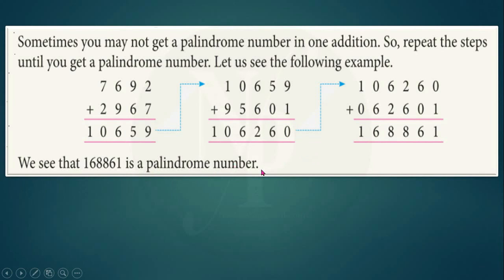So like this we can form palindrome numbers. Taking any number and then reversing the places of the digits, adding those two numbers, you will get a palindrome number. If it is not a palindrome, repeat the steps several times until you get a palindrome number. So like this you can form palindrome numbers.